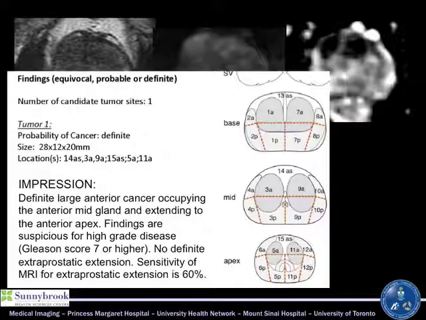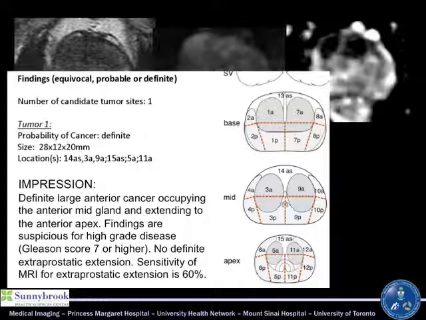There's a bit of a bulge here. I don't think I can stage that accurately with this, to say is that extraprostatic or not? For that, I really need high-resolution imaging with an endorectal coil, I think. So I undercall for staging on this, and this is the report that goes out. So one definite tumor site, quite big. Those are the zones involved, and then a detailed description.